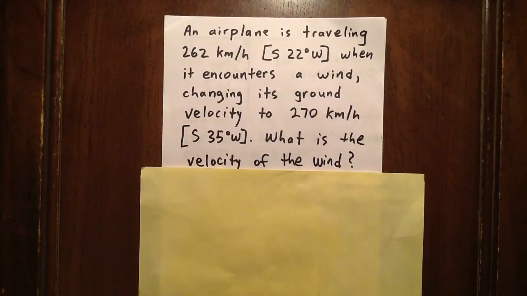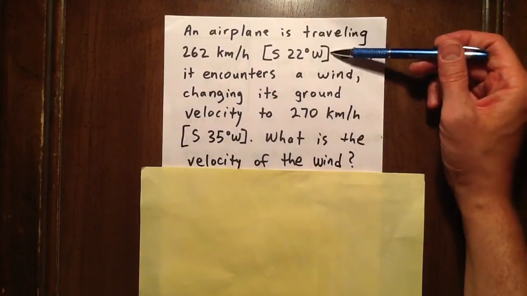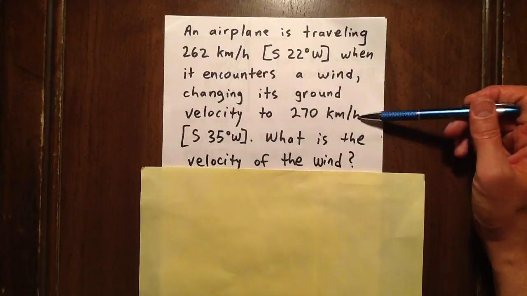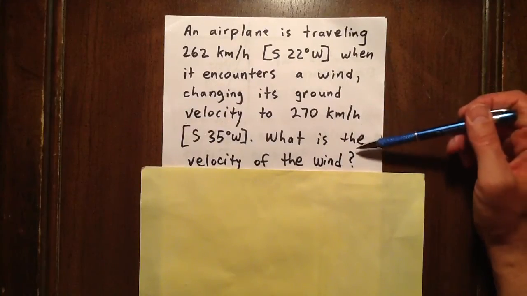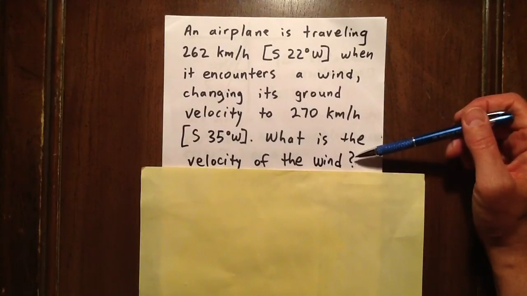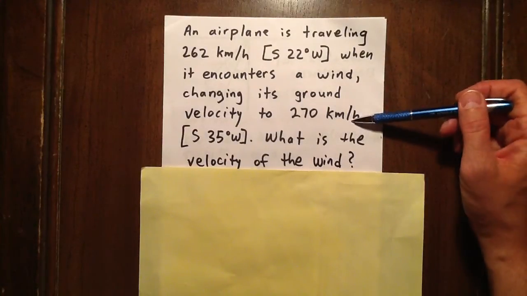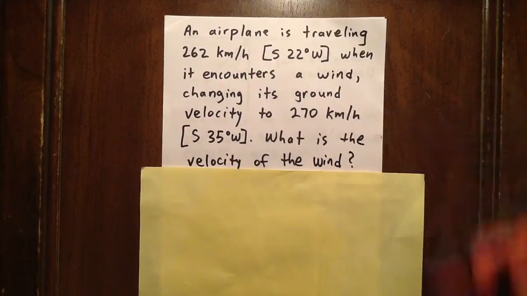In this question here, we have an initial ground velocity of an airplane, and we have an ultimate ground velocity accounting for the wind. And we want to know the velocity of the wind. So in other words, we have one component and the resultant, and we're looking for the other component.